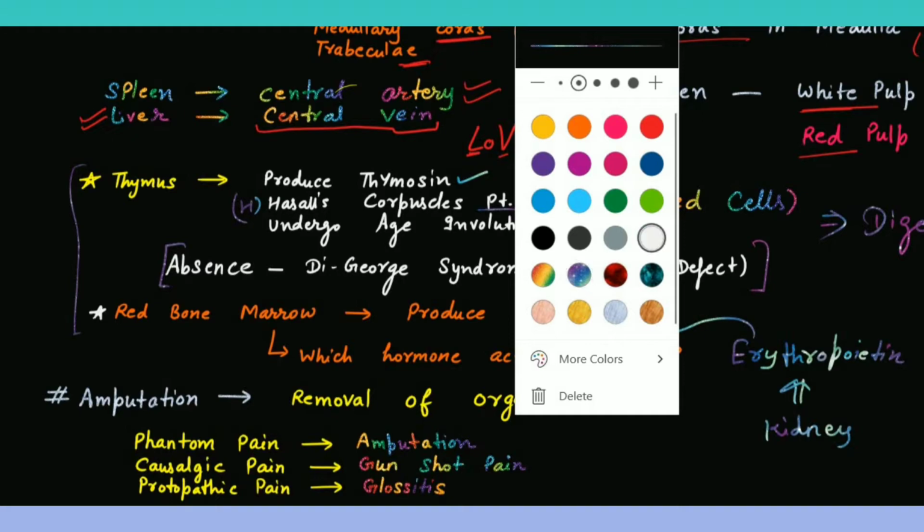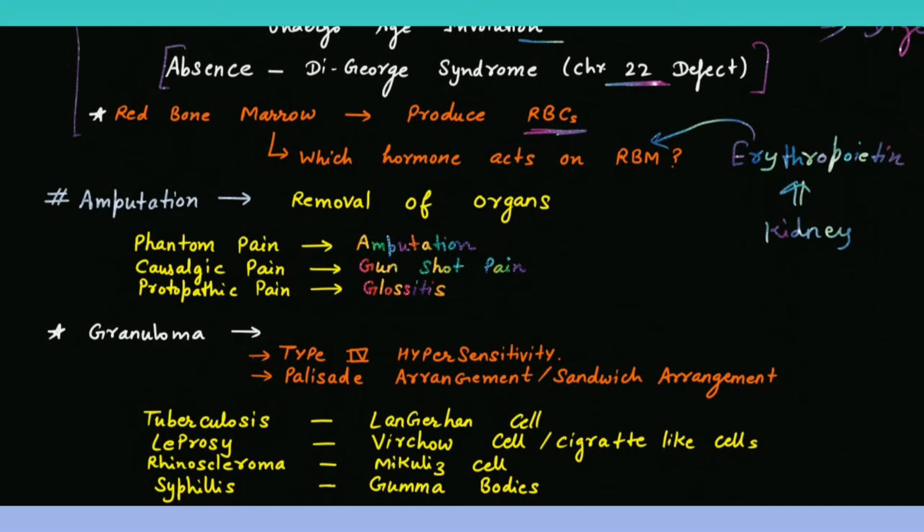Yes. Okay. Next is our amputation. So what is amputation? Amputation simply means removal of organs. If I cut my hand, that is called amputation, or removal of the organ. Cutting of any organ, like my hand, is amputation.